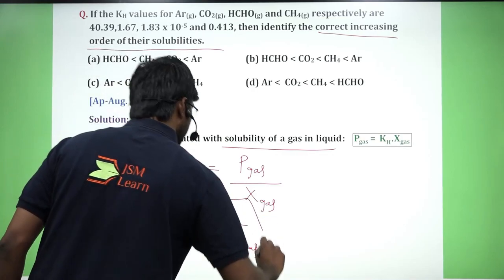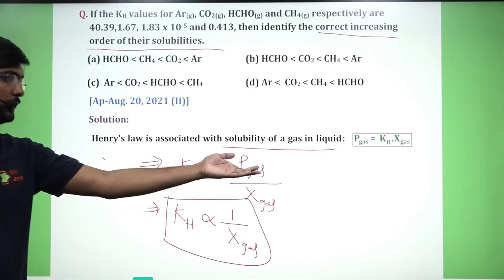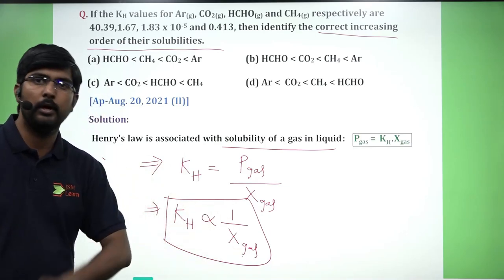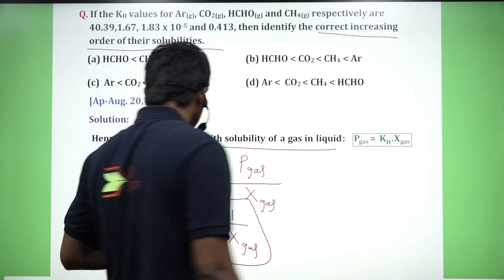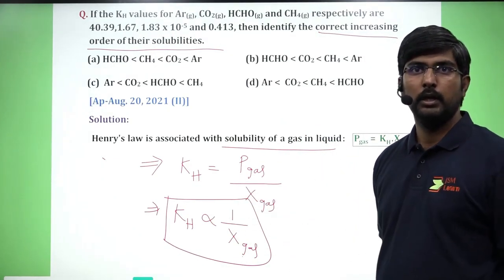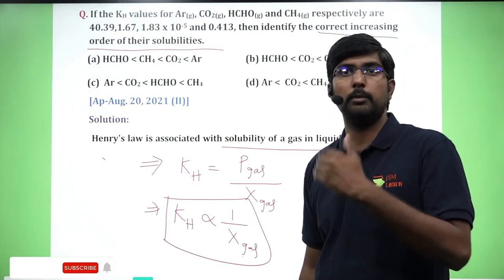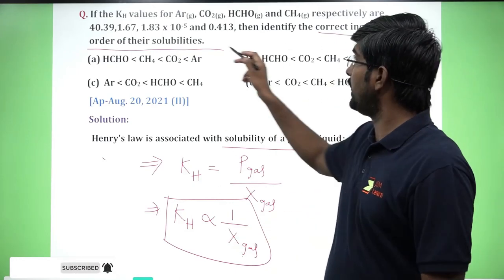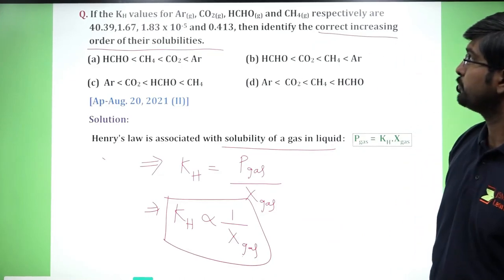So, at a particular pressure, meaning pressure is constant, KH is inversely proportional to the solubility of the gas. So from this, what we can say is, if KH is more, solubility is less. If KH is less, solubility is more. So from this, which of the following has the highest KH value?